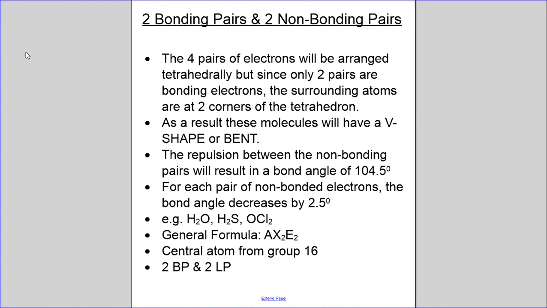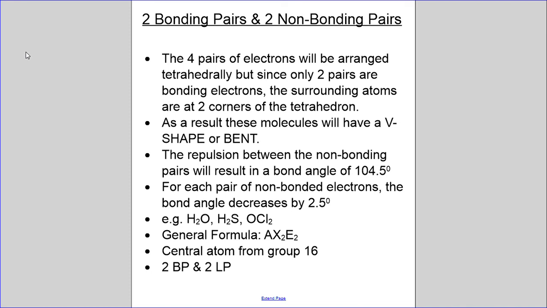So as a result, the molecules in this case, because they have 2 lone pairs on them, are going to separate apart, and we're going to have a V shape or a bent shape. And so the repulsion between the non-bonding pairs is going to result in a bond angle of 104.5 degrees. So the bond angle keeps getting smaller. For each pair of non-bonded electrons, the bond angle decreases by 2.5 degrees. And so you can see some examples here, like H2O, H2S, or OCl2.